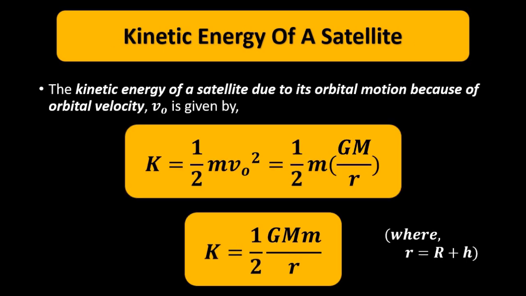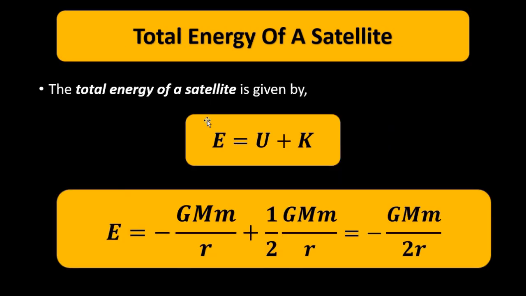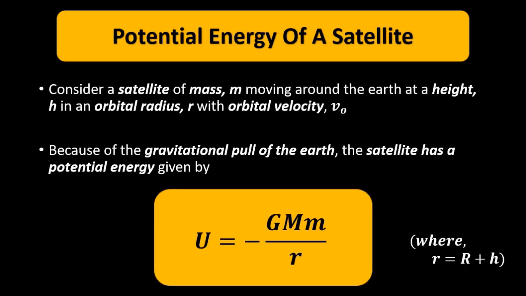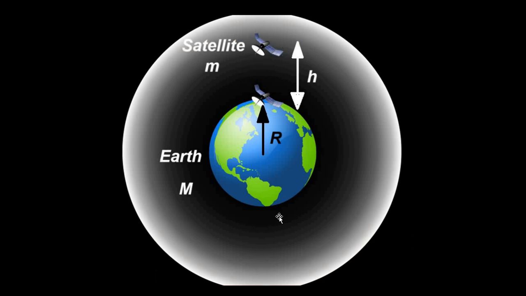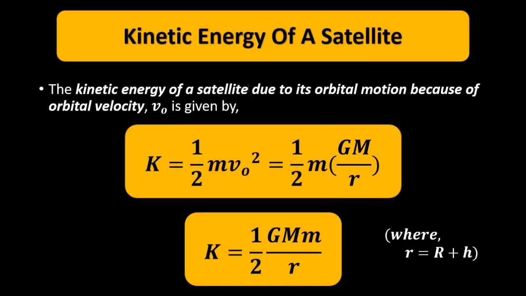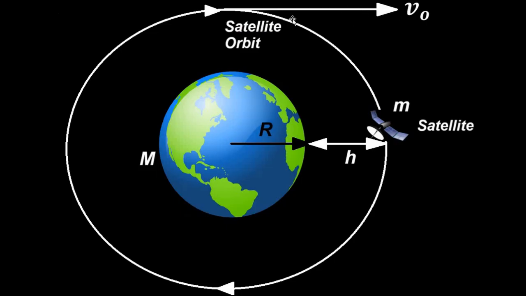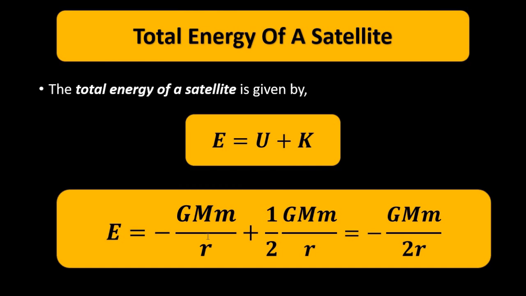Now the total energy of a satellite is the sum of its potential and kinetic energy. It is the sum of the gravitational potential energy, which is because of the position of the satellite within Earth's gravitational field, and the kinetic energy of the satellite, which is because of its orbital velocity, the orbital motion. So if we add them together, the kinetic energy and the potential energy, we will have the total energy, which is U plus K, potential energy plus kinetic energy.